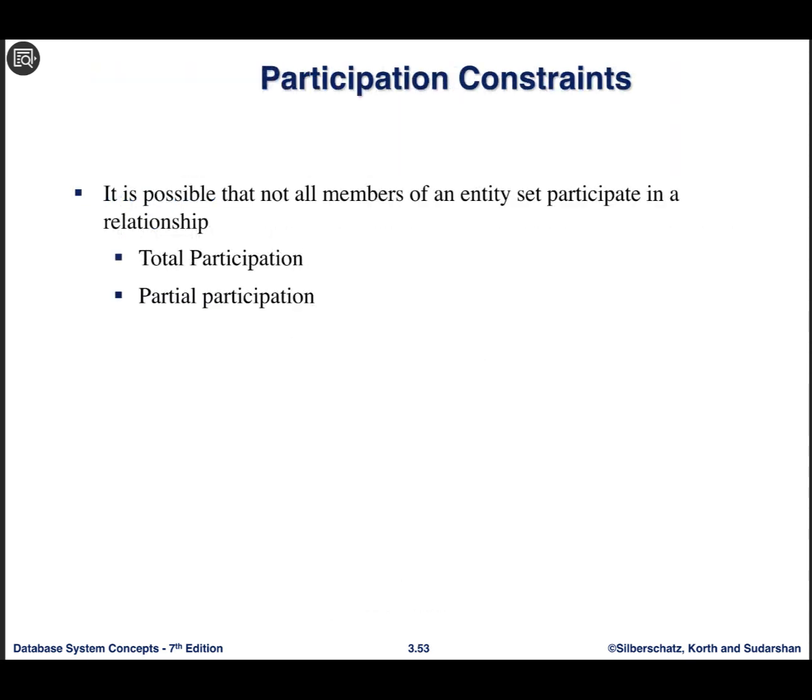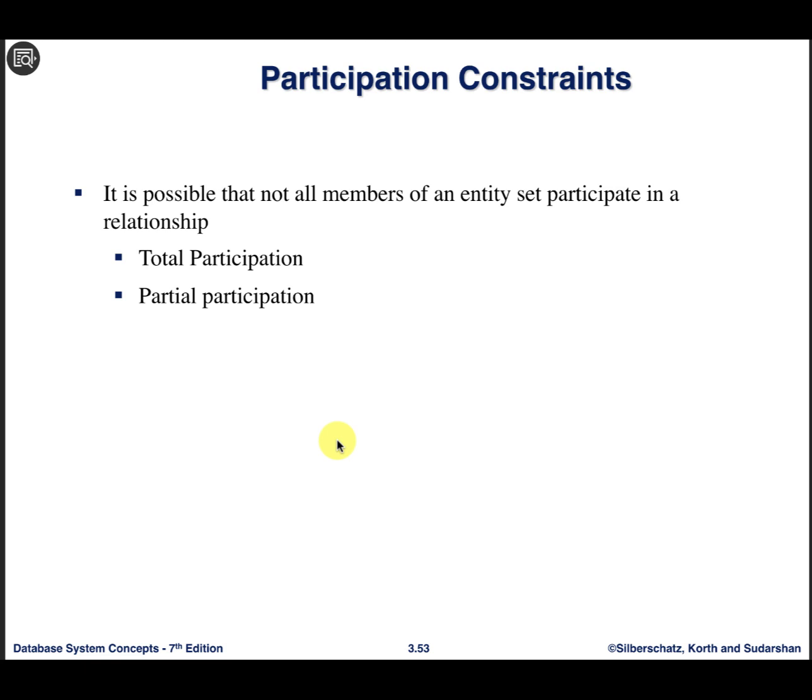Again, it's possible that not all the members of an entity set participate in the relationship. So we have two different kinds of participation. The first one we call total participation, and the second one we call partial participation. If every member of an entity set participates in this relationship, this is referred to as total participation of the entity set in this relationship.